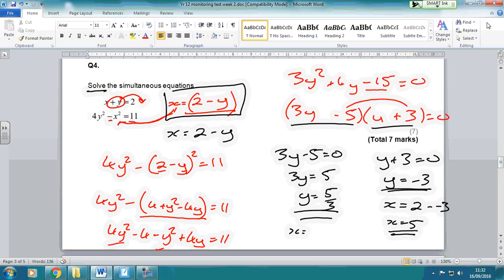Here we've got x equals 2, take away 5 thirds, so x equals 1 third. And that's it, that's that question.